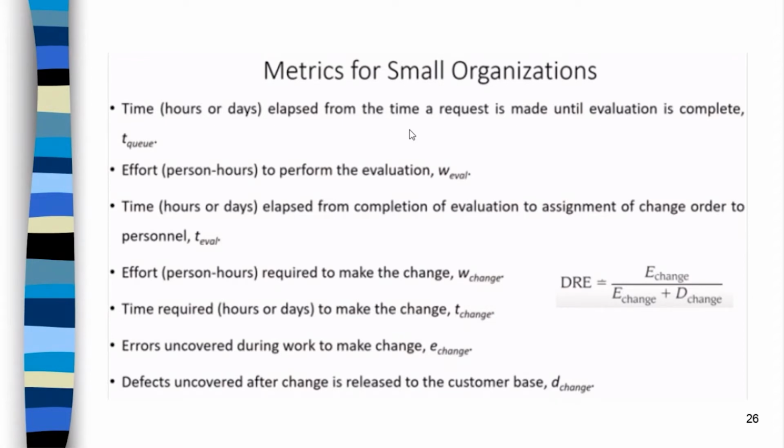On the basis of that, again, we have the defect removal efficiency DRE = E_change / (E_change + D_change), where D_change is the defects uncovered after the change is released to the customer base.